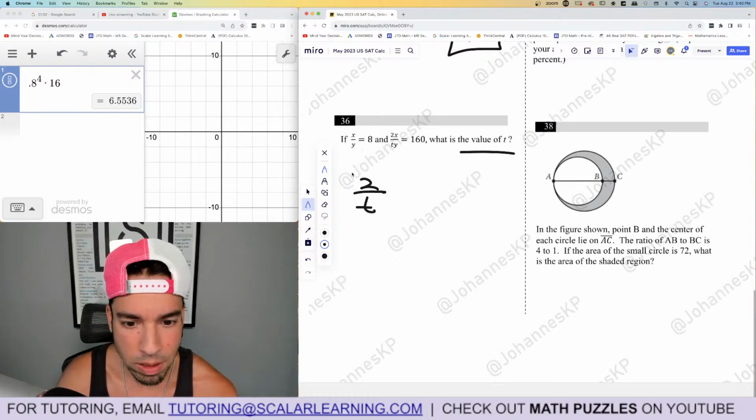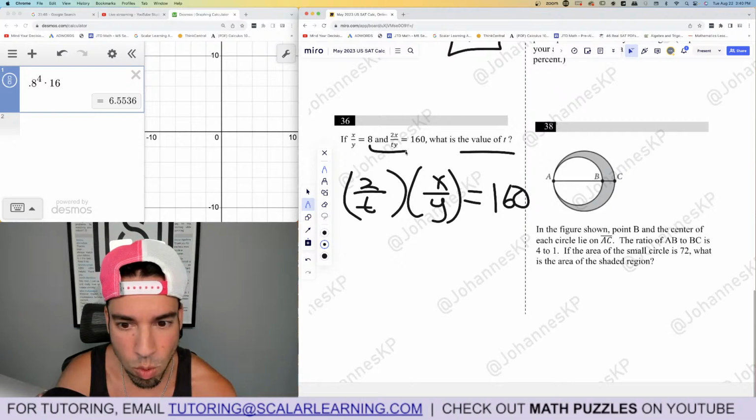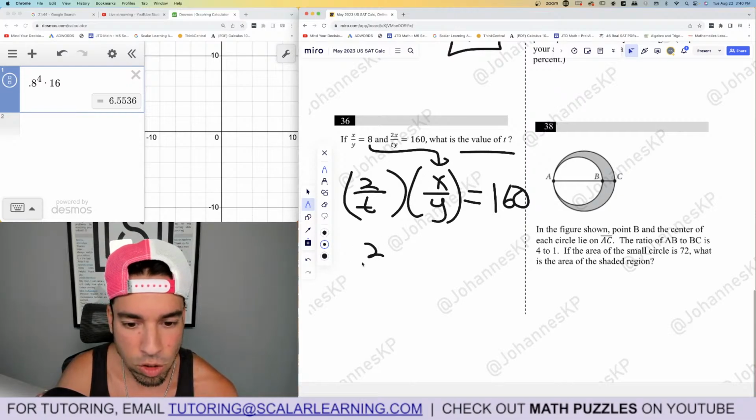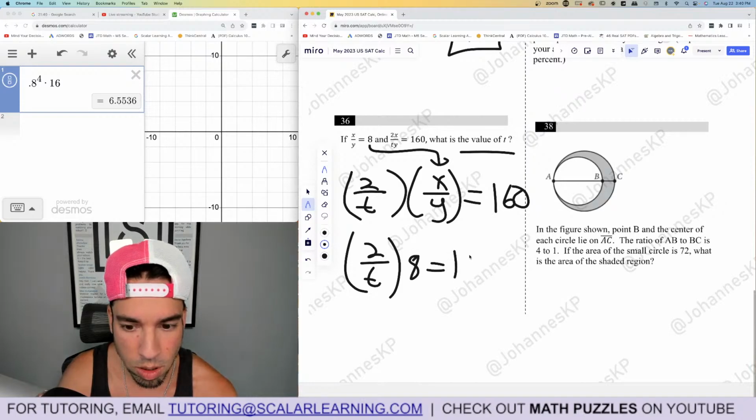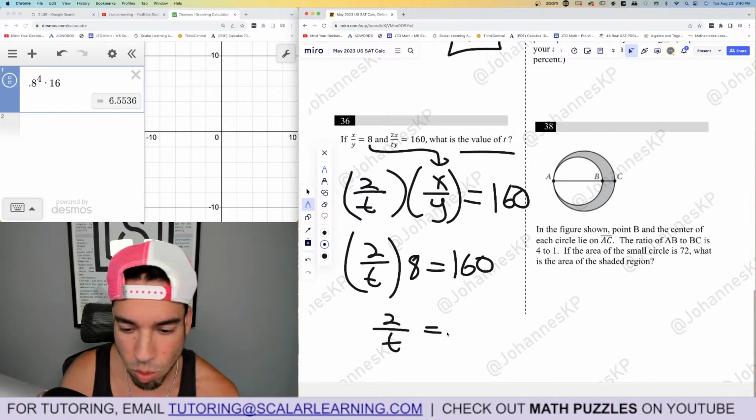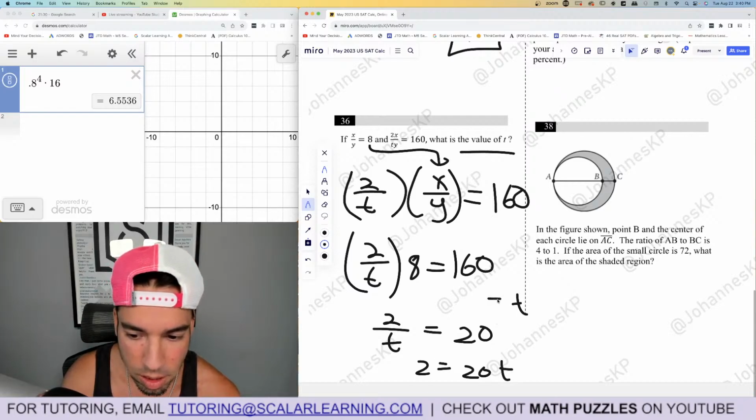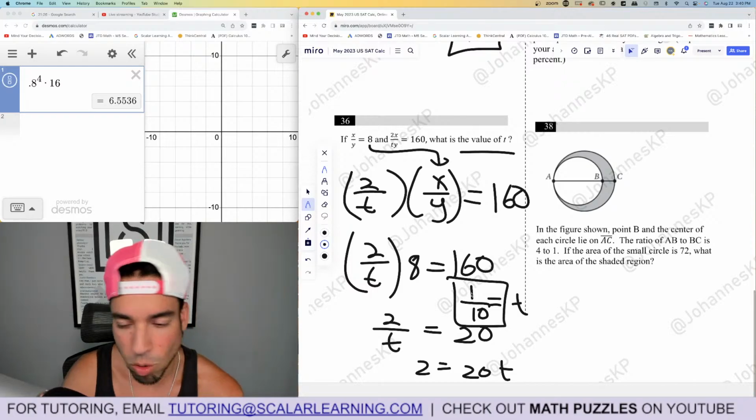2 over t times x over y equals 160, and I already know x over y equals 8. So I get 2 over t times 8 equals 160. Divide by 8, we get 2 over t equals 20. Multiply by t: 2 equals 20t. Divide by 20: t equals 2 over 20, or 1 over 10. 1 over 10 is the answer, or 0.1. Boom, done.